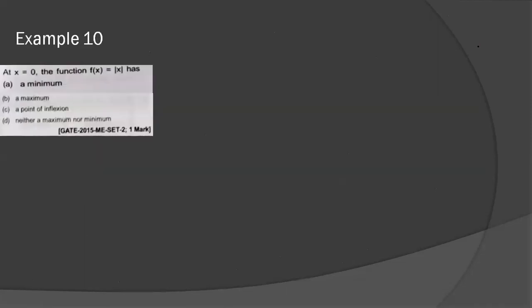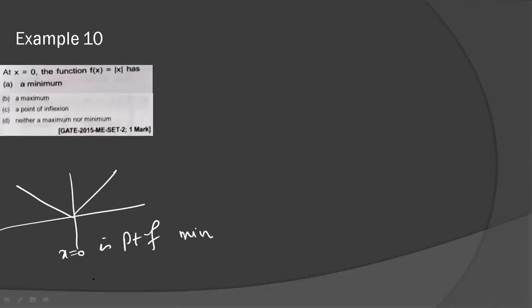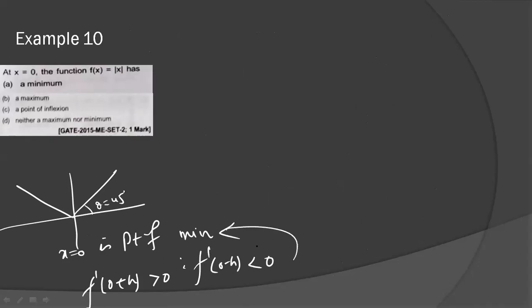Next question, at x equal to 0, the function f(x). I have discussed this problem already, when the function is not differentiable. At x equal to 0 is a point of minima. I have discussed in theory, because the right hand derivative is positive, it is tan 45 degrees, and the left hand derivative at 0 is negative. In this case, x equal to 0 is a point of minimum, and the function is continuous at x equal to 0 here.